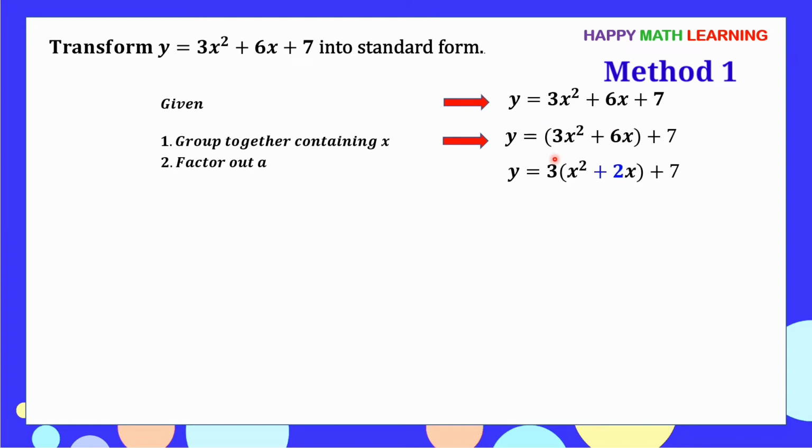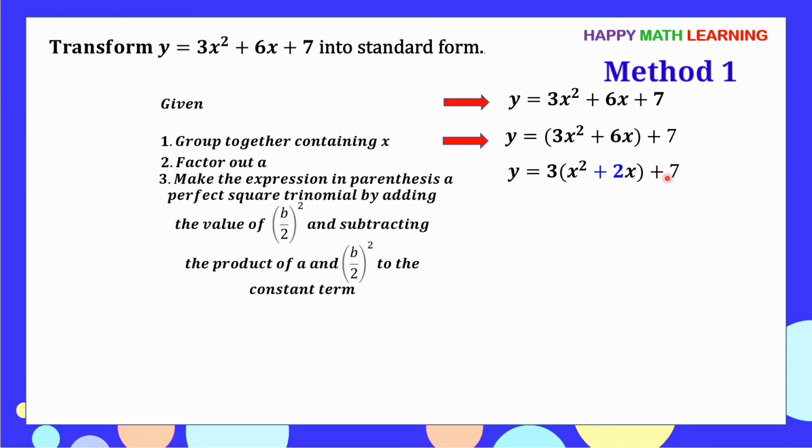If you notice, the value of a is 3. To factor out a, we divide the terms inside the parentheses by 3. 3x squared divided by 3 equals x squared. 6x divided by 3 equals 2x. Bring down 7. Step 3. Make the expression in parentheses a perfect square trinomial by adding the value of 1/2 b squared and subtracting the product of a and 1/2 b squared to the constant term.